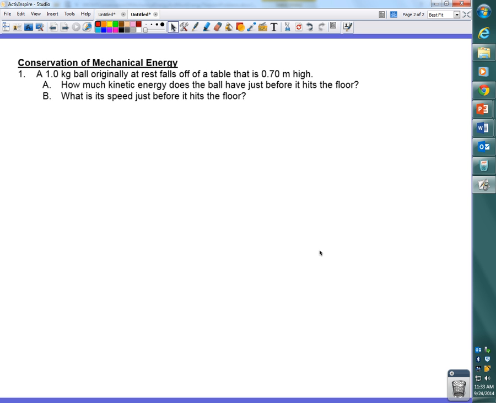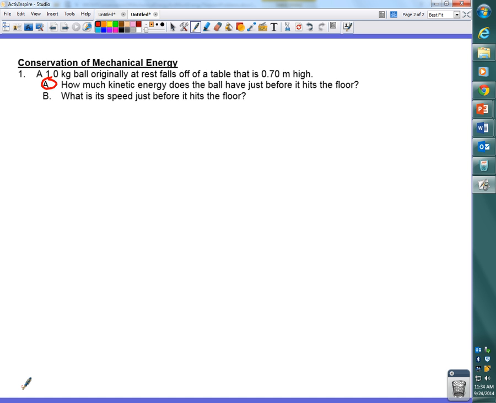So problem number 1 says, a 1 kilogram ball, originally at rest, falls off of a table that is 0.70 meters high. So 2 parts. Part A, how much kinetic energy does the ball have just before it hits the floor? And then B, what is the speed just before it hits the floor? So, let's start with part A.